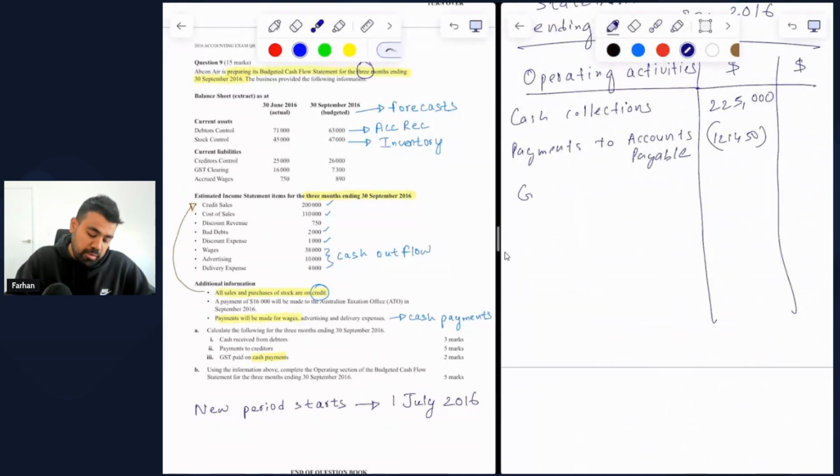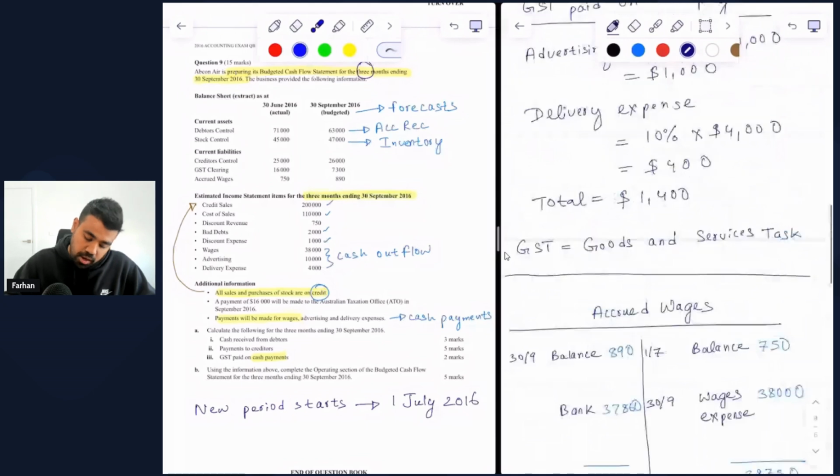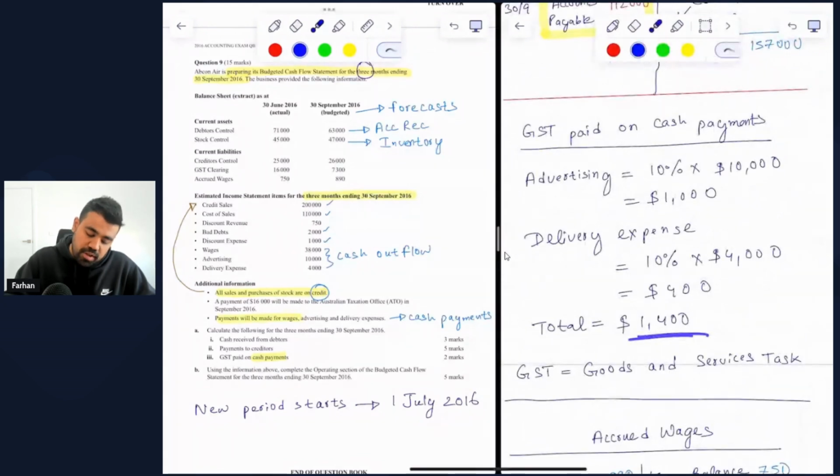Then we include payments for the GST settlement. That is what we get from the second point in the additional information, and that is $16,000. And then you also have GST payments for expenses, which were your advertising and delivery expense, and the total was $1,400, as you can see here. So 1,000 for advertising and 400 for delivery expense, which makes a total of $1,400.